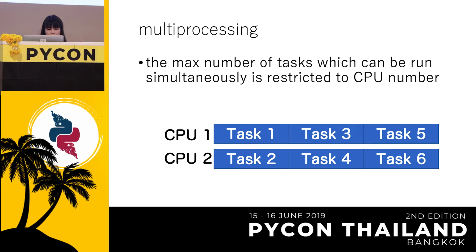There is another demerit of multiprocessing. The number of tasks which can run at the same time is limited to the number of CPUs attached to the machine. So when we run 6 tasks on a machine which has only 2 CPUs, 2 run first, and after they finish, another task will be run. If you try to increase parallelism, you have to increase the CPU number of machines.